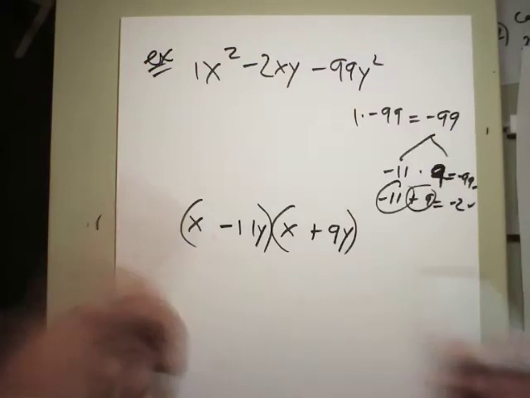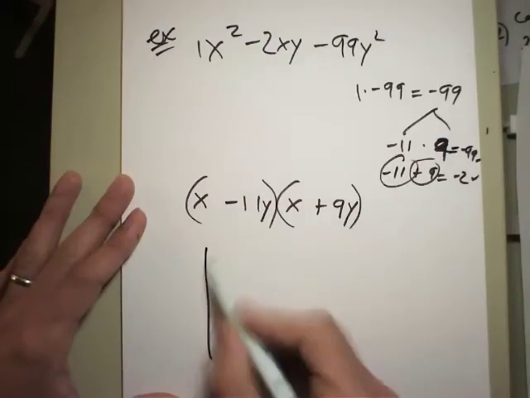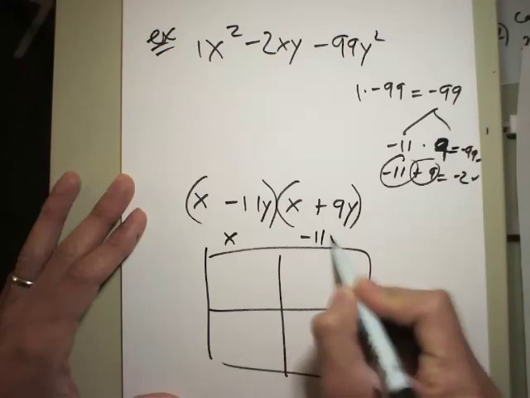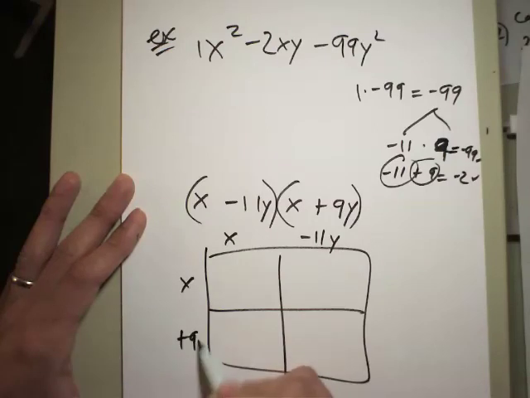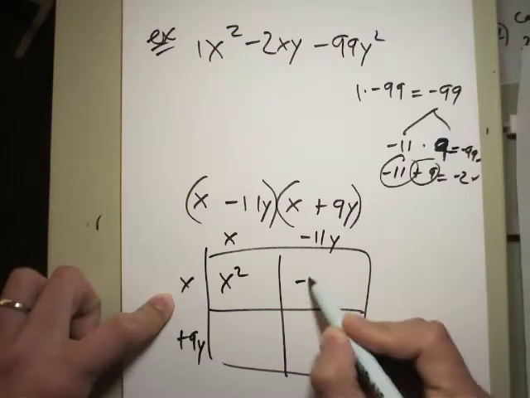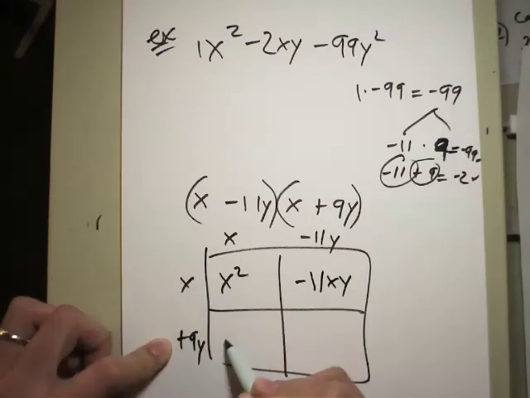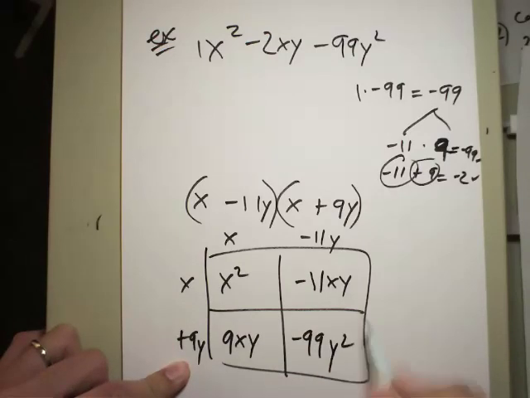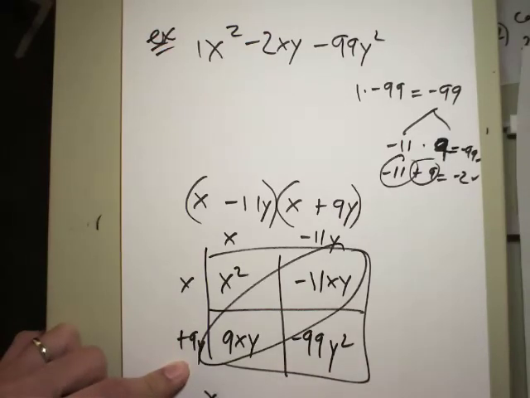You see it? And if you don't believe me, you can certainly check it by using your box method. Here's x minus 11y. Here's x plus 9y. So this is x squared, negative 11xy. This is 9xy. This is negative 99y squared. Like terms end up being negative 2xy minus 99y squared. There you go. It checked out.